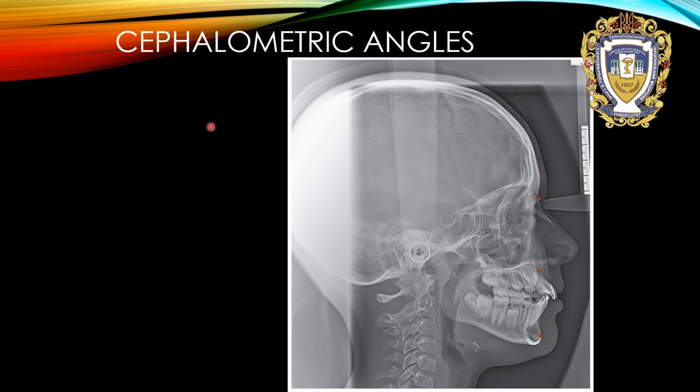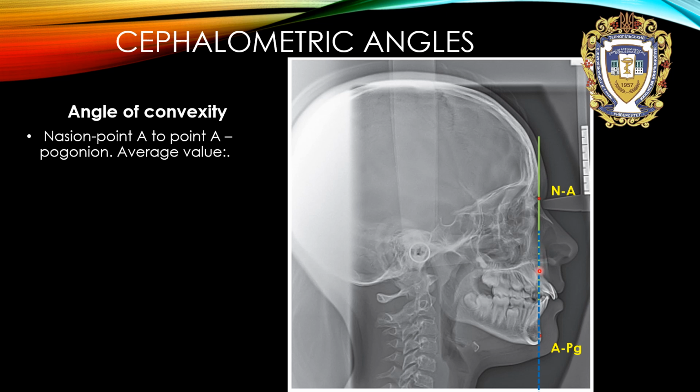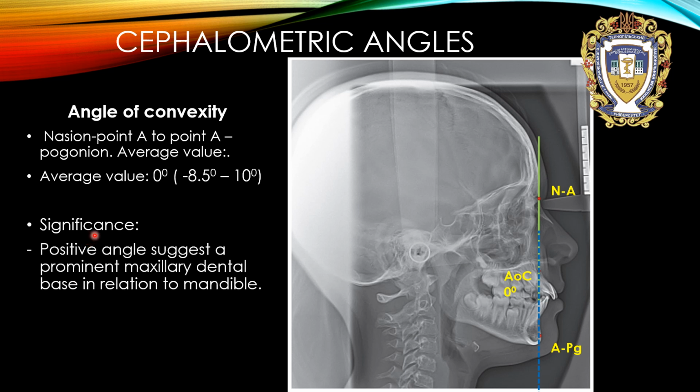Angle of convexity. It is the angle between nasion point and A point, and A point and pogonion point. In a normal situation, these two planes overlap, and the average value, of course, will be 0, but can be from -8.5 to 10 degrees. Significance of this angle: a positive angle suggests a prominent maxillary dental base in relation to mandible, but a negative angle is indicative of prognathic profile.